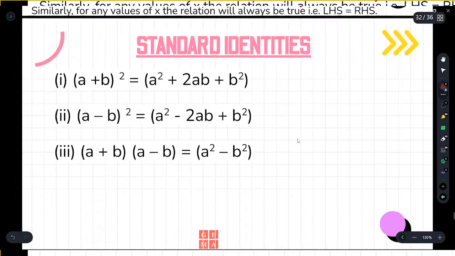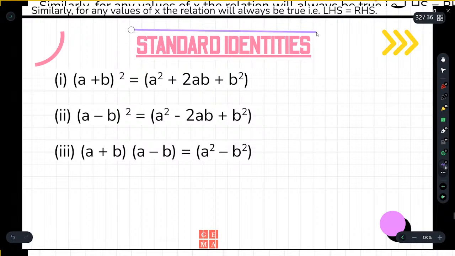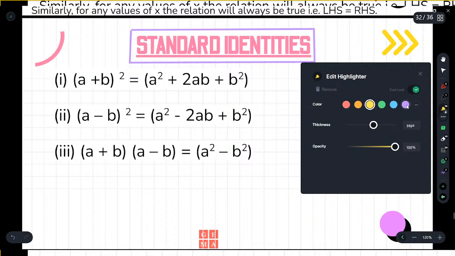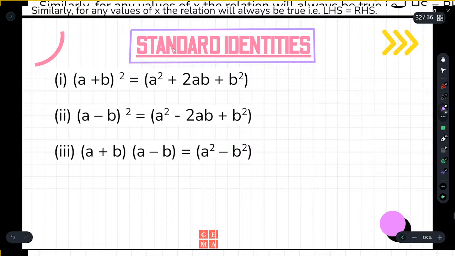So let's consider these standard identities. These are the identities that are used all throughout mathematics when you go to higher standards. These identities are used everywhere. Now what are these? A plus b whole square is equal to a square plus 2ab plus b square. A plus b raised to the power 2 will be equal to a square plus 2ab plus b square.